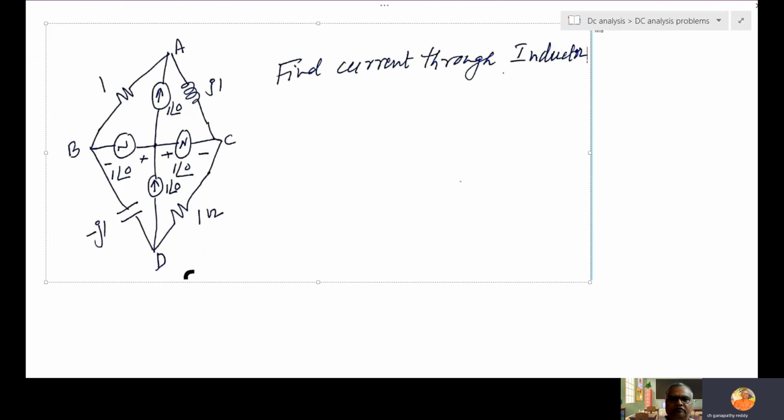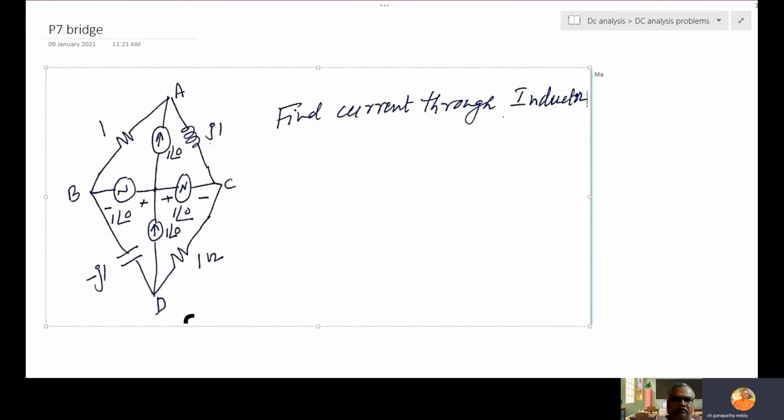There is another bridge application. Find the current through the inductor. So the inductor is here. There are many sources.